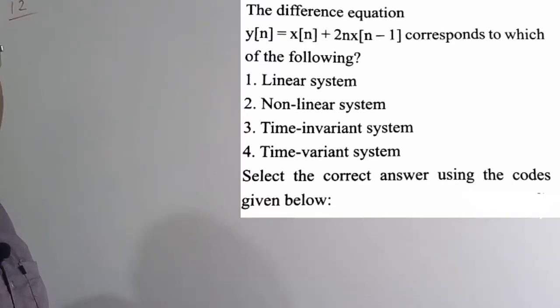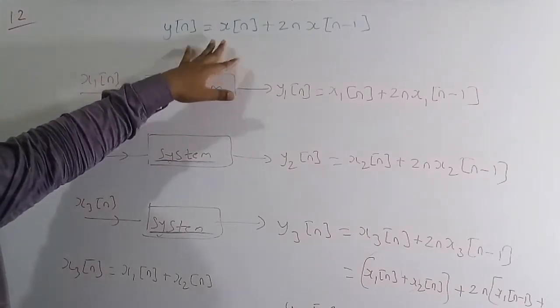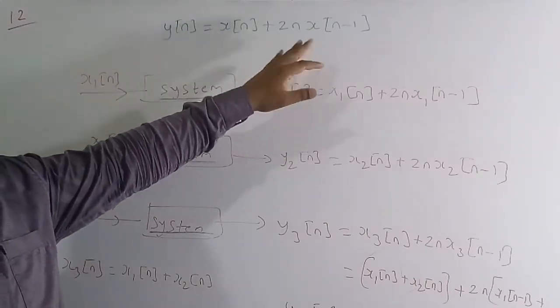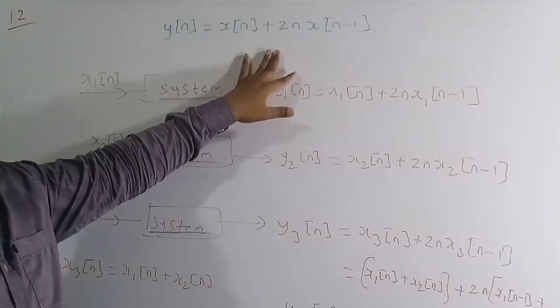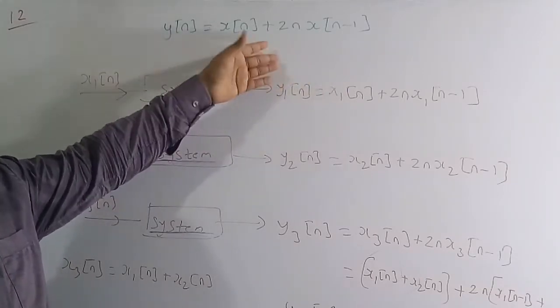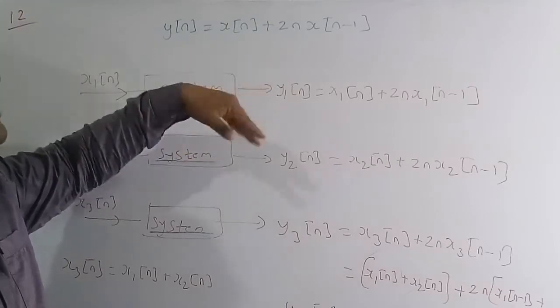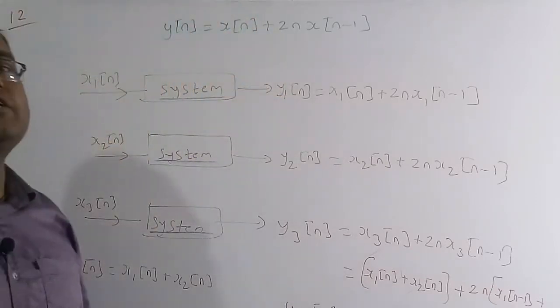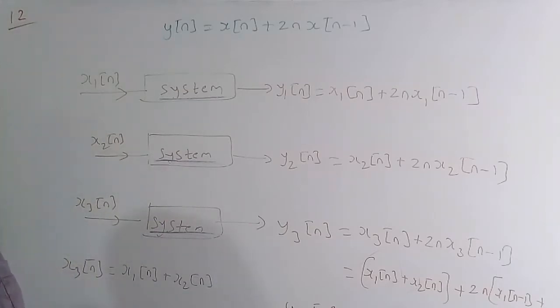So let's solve this numerical. For this discrete time system, the input and output relation is y of n is equal to x of n plus 2n into x of n minus 1. So for this system we need to figure out whether this system is a linear system or non-linear system, or time variant system or time invariant system. We need to check here. So the first property I am going to check is whether this system is a linear system or non-linear system.